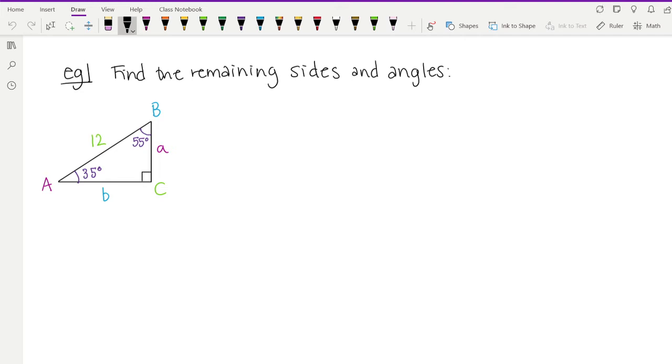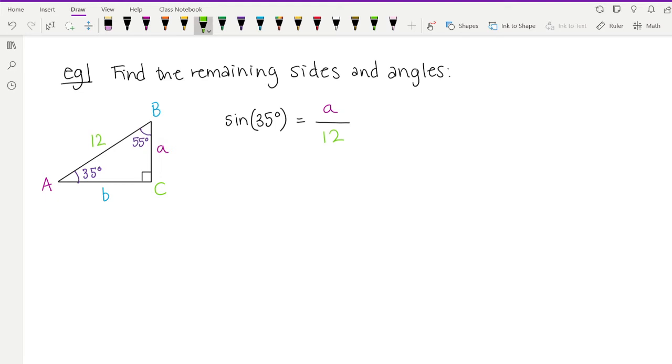Well, let's try to write something down that we know in terms of trig functions. So for example, one thing that I can write down based on the information we have here is that sine of 35 degrees, according to our picture, should be equal to a over 12, right? A is the opposite side, and then 12 is the hypotenuse. And so we're trying to find side length A, right? That's one of our unknown sides.